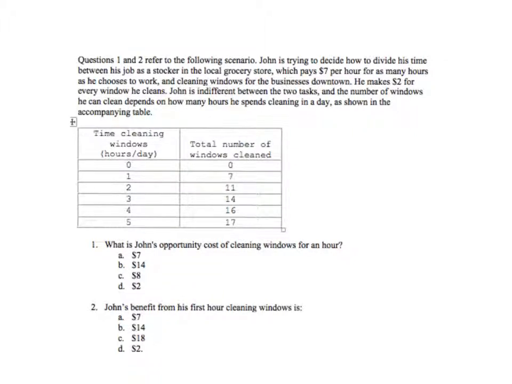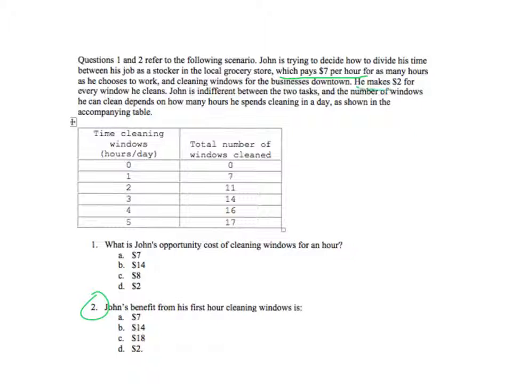Let's talk about the readiness assurance process quiz number 3 for module 3. The first one anybody missed was number 2, and it refers to this table and the story, so I wanted to reproduce all that. The key information here is that he works at a job that pays him $7 per hour, so any hour he spends cleaning windows comes from that other job, and the opportunity cost of his time is $7 per hour.